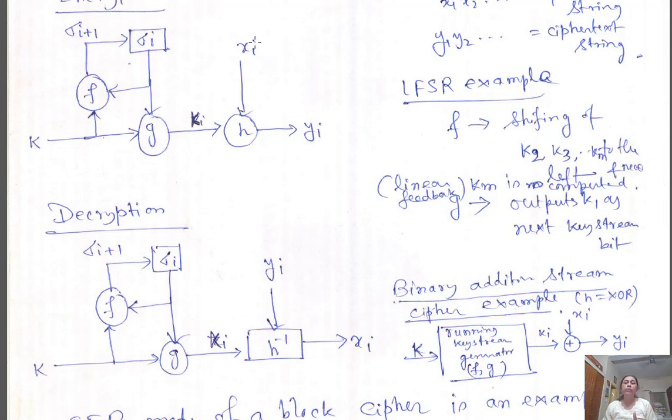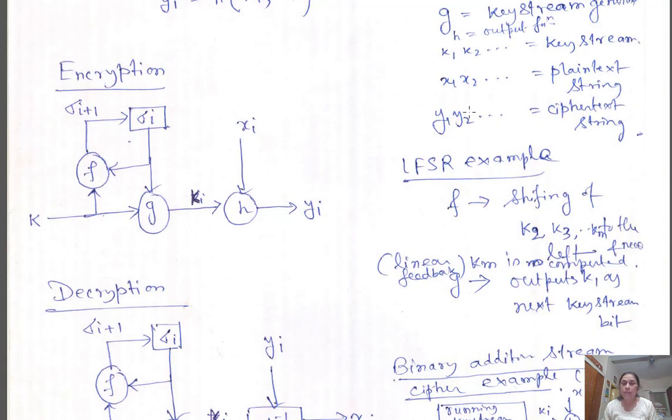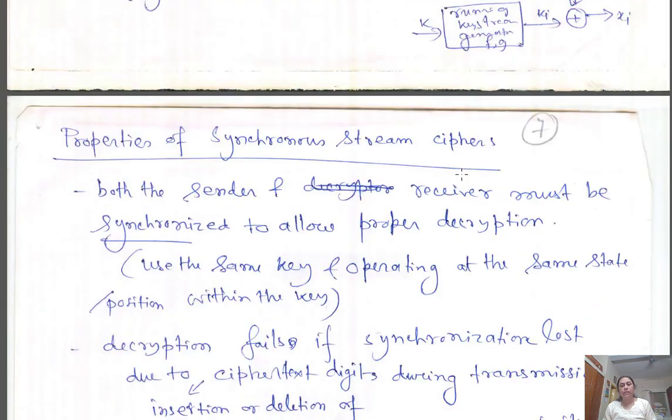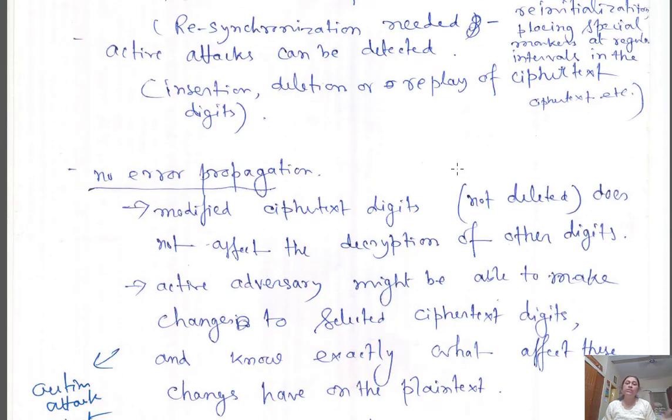So suppose I have encrypted and got the ciphertext string, and somewhere it gets altered, say y2 is altered. If it is altered, it does not affect the others. That alteration does not propagate, which means it does not have any effect on the other digits. So there is no error propagation. If an error occurs somewhere, it will not propagate. So this is good as well as bad.